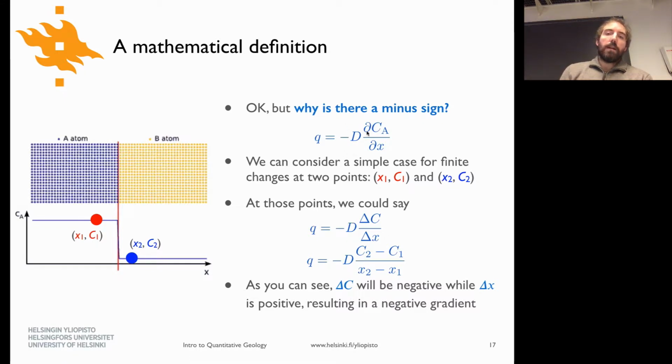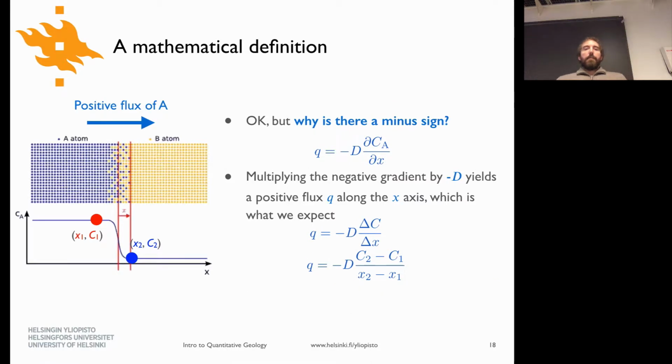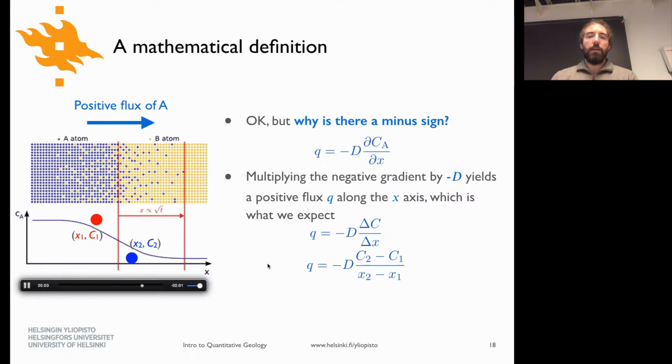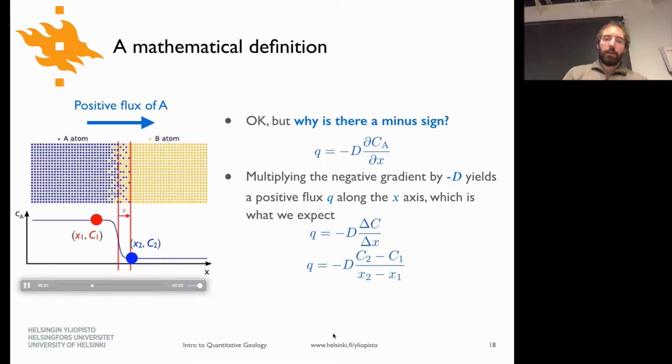So yeah, exactly, this minus sign comes out of the fact that we're looking at the concentration of A. If we were looking at concentration of B, the same equation would apply, but then the direction of x might be different, and so we might end up with a negative flux in that scenario. But what you can see here basically is, with the arrow, this positive flux of atoms A in this picture.